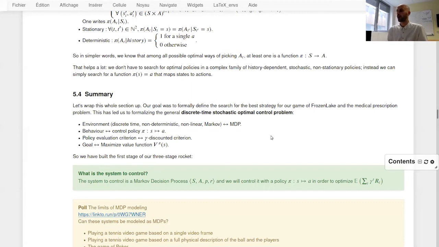So an environment or a system to control that is discrete time, non-deterministic, non-linear, but has the Markov property, we're going to assume that the environments we will interact with are MDPs. In this framework, given that we will only use gamma discounted criteria over infinite horizon, we can take control policies to be simply mappings from states to action. We will use the policy evaluation criterion, which is the gamma discounted criterion. And our goal is to maximize the value function. So our goal is to find the policy that maximizes V pi of S.